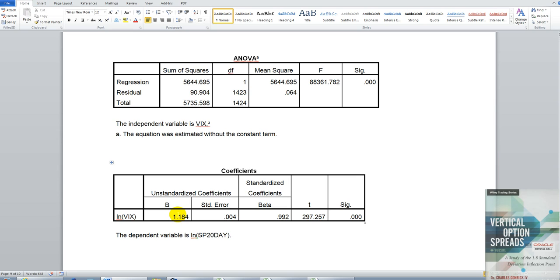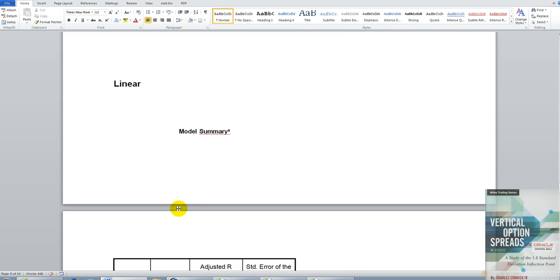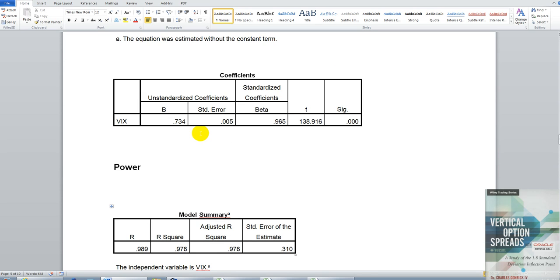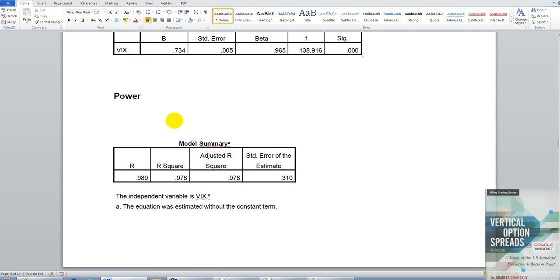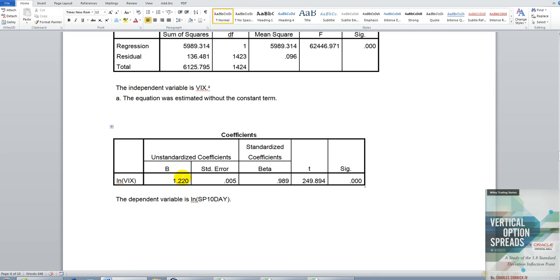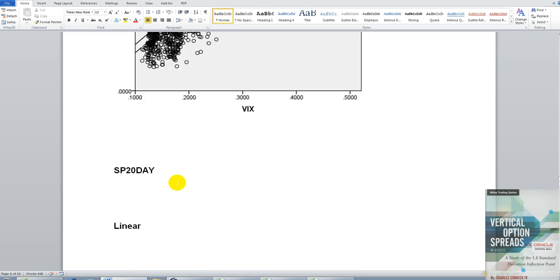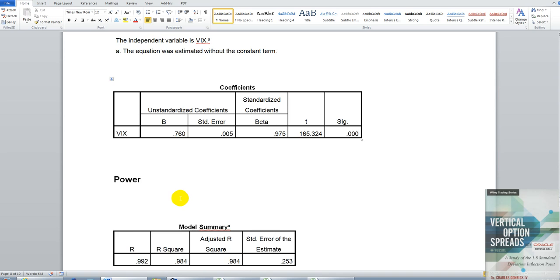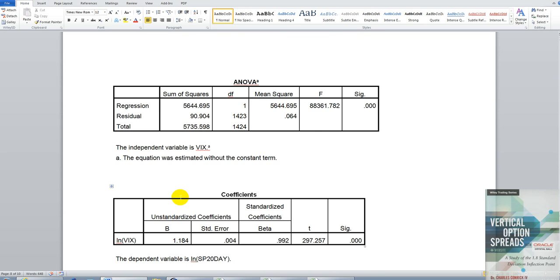On the 10-day, just to refresh your memory, let's just look at the 10-day real quick. The 10-day was 73% of the VIX, just using a straight linear regression, and the power regression was an exponent of 1.22. And then the 20-day was 76% with an exponentiation of 1.18. Okay, now I'm done with that chart.